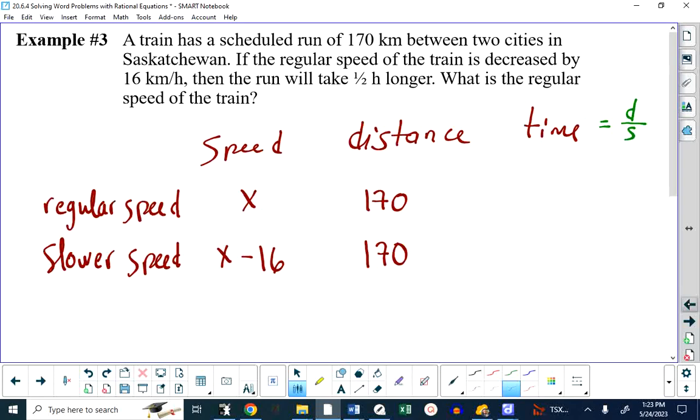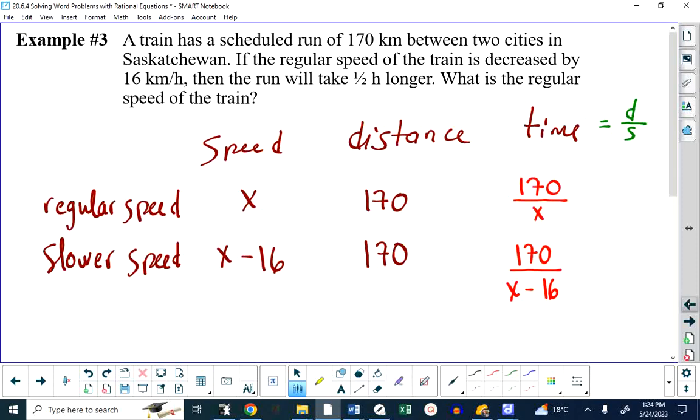And I just know that because if I want to travel 500 kilometers at 100 kilometers per hour, it's going to take me 5 hours. 500 divided by 100 is 5. So that means that this is 170 over x, and this is 170 over x minus 16. It's distance divided by speed.